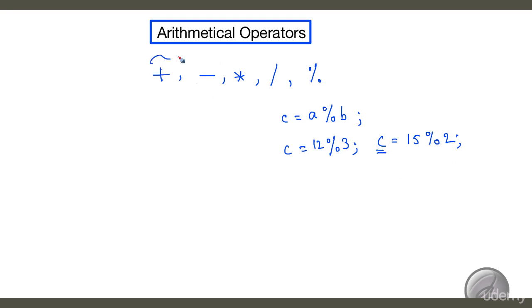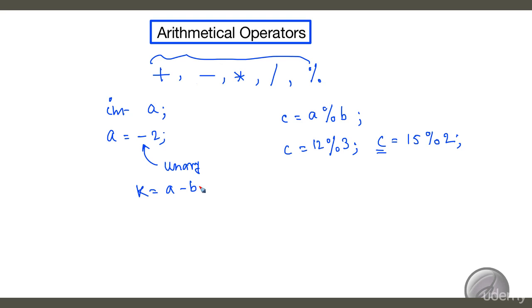Now all of these operators, when used as arithmetical operators, are actually binary operators. That means they need 2 operands. However, plus, minus and asterisk have unary usage as well. We can write something like this: a is equal to minus 2. In this case, the minus is used as unary, not as binary. But when we write, say, k is equal to a minus b, here the minus is used as binary.